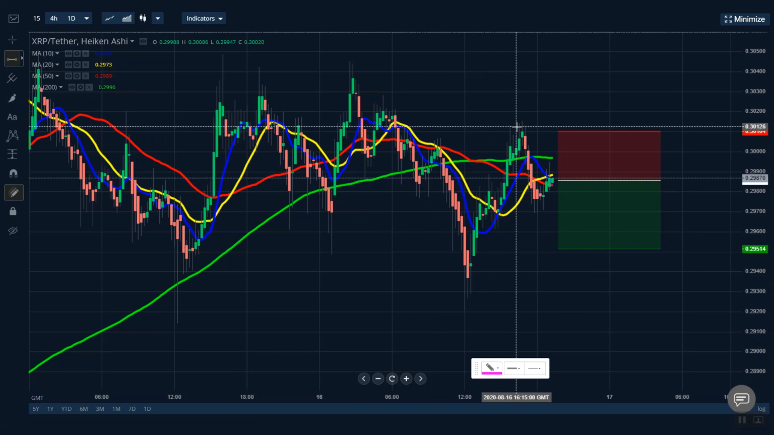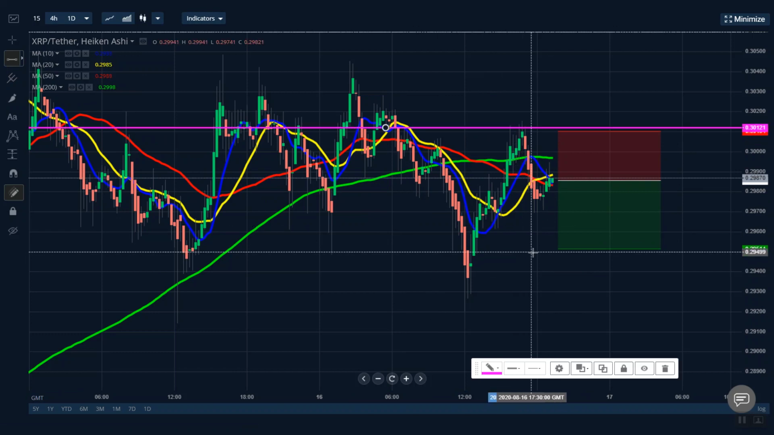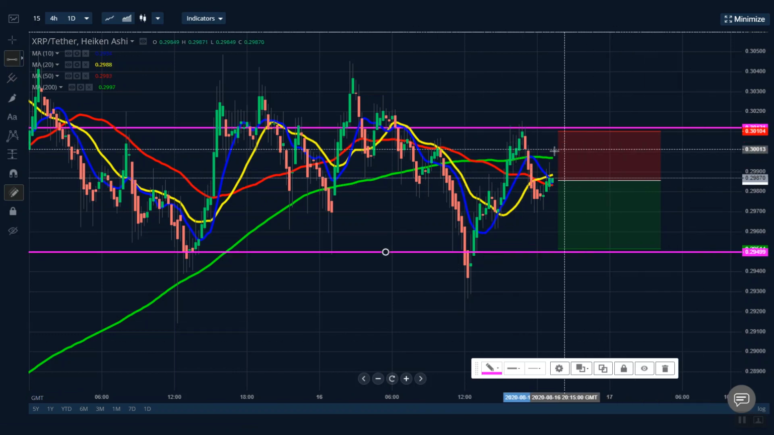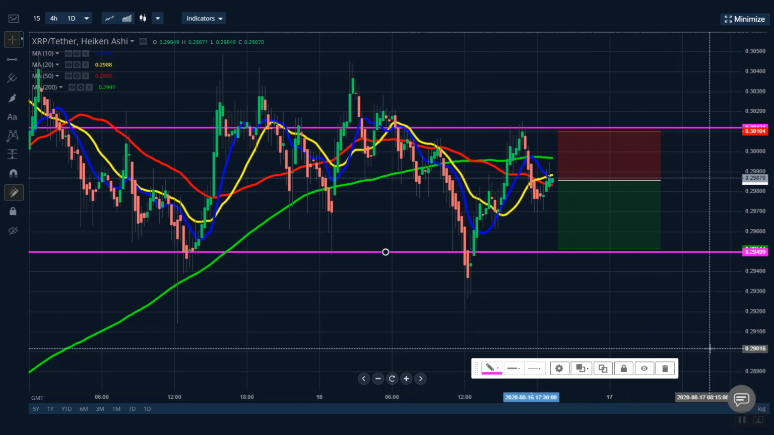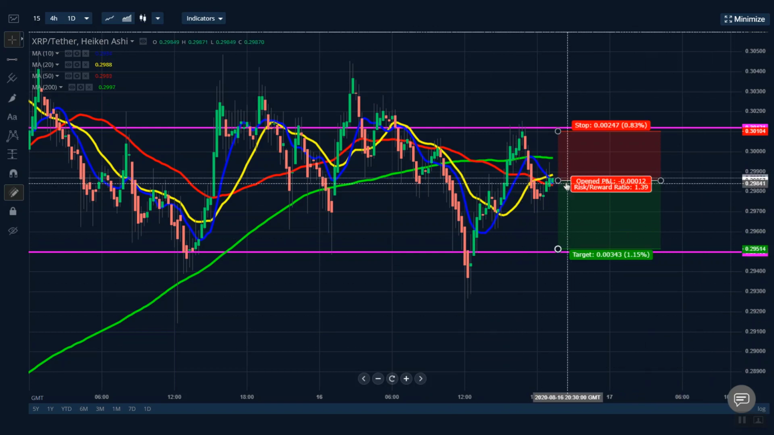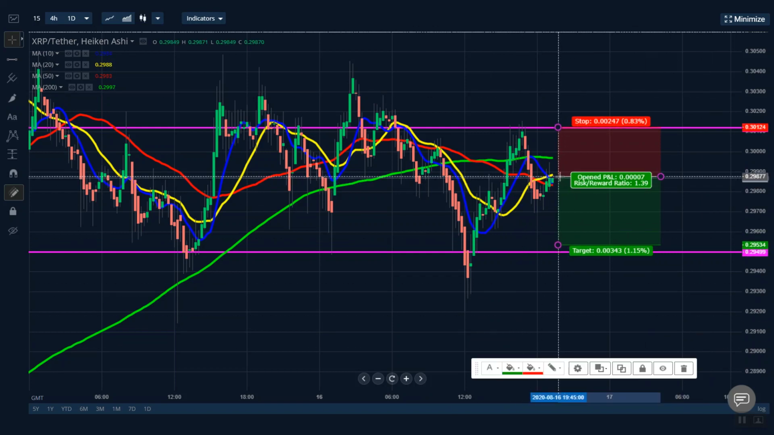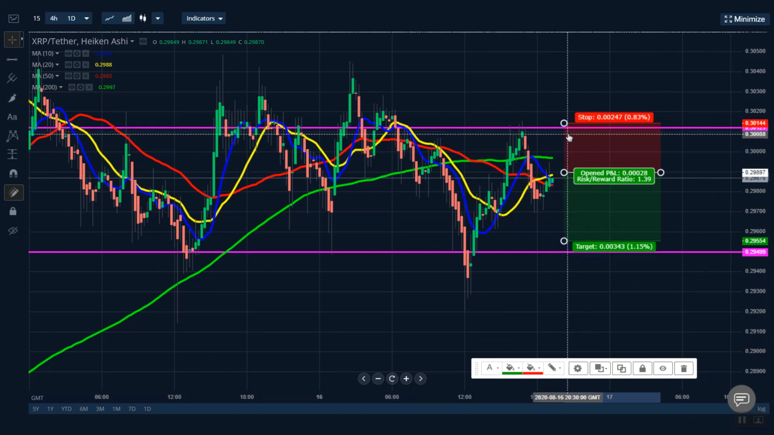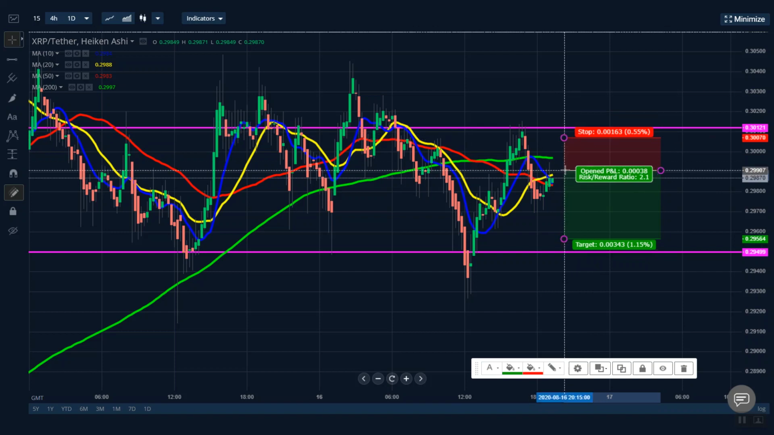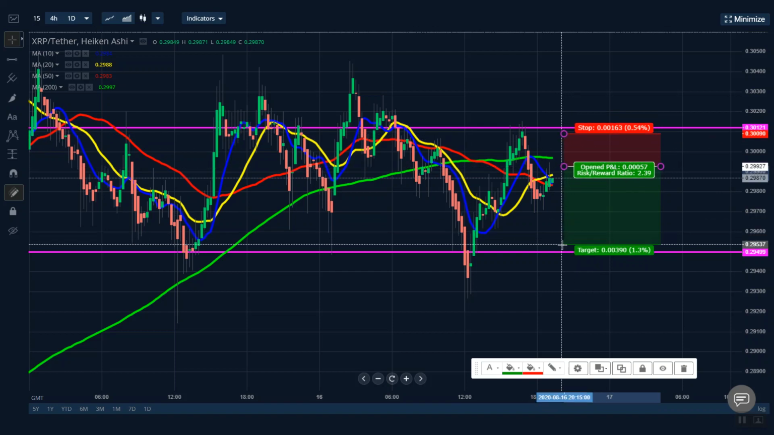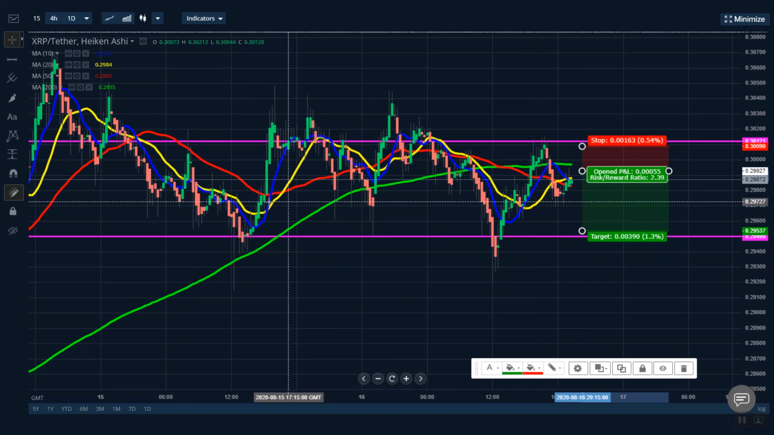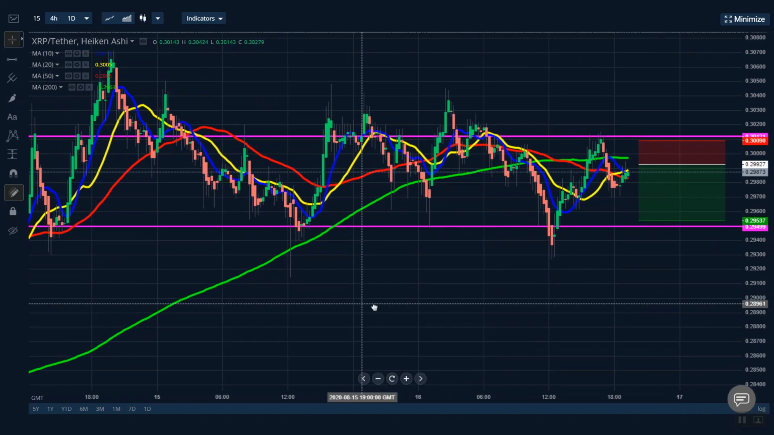I'm just going to put a couple of horizontal lines in here just to show you that obviously XRP seems to be trading in a bit of a range. So, like I said, we're going to move that up ever so slightly. What we'll do, move the risk down a little bit, move the entry up a bit, move our target down a bit. So these moving averages are good if you're in a bit of a range.